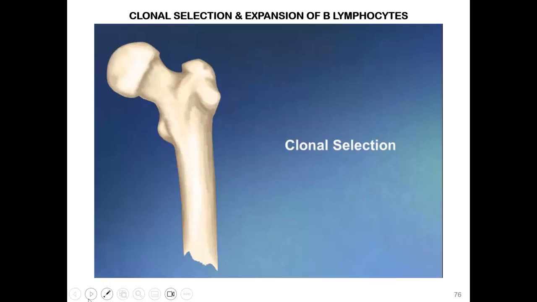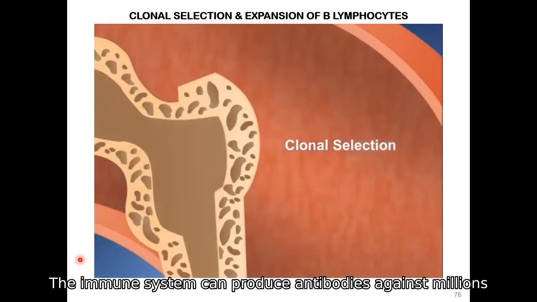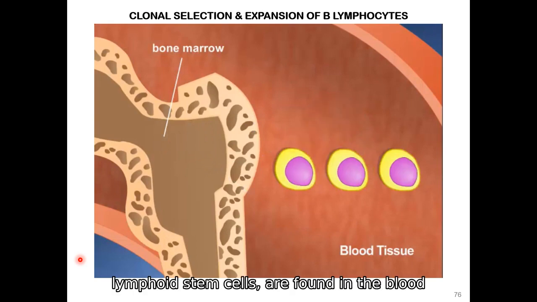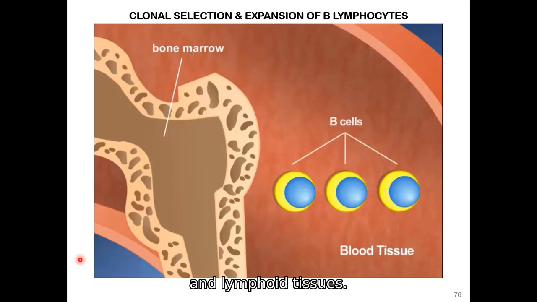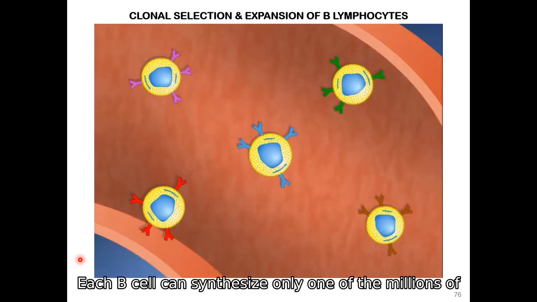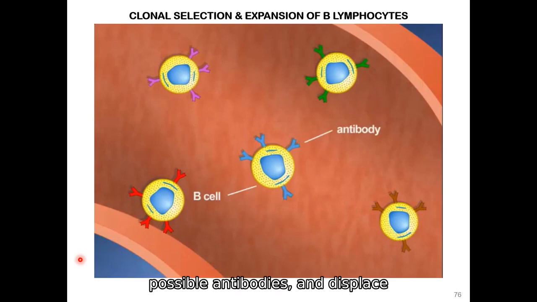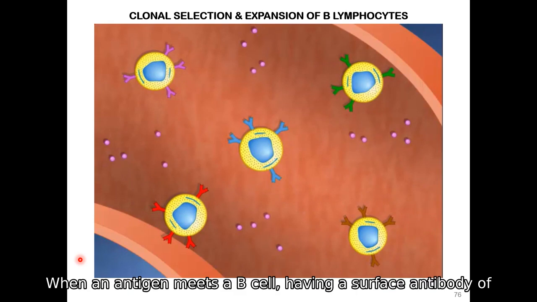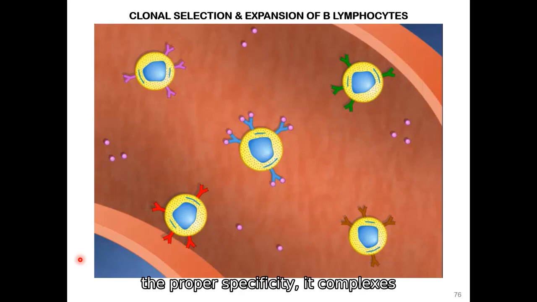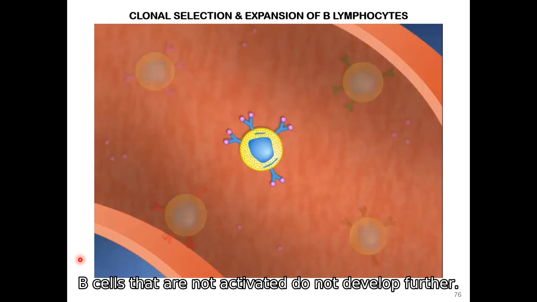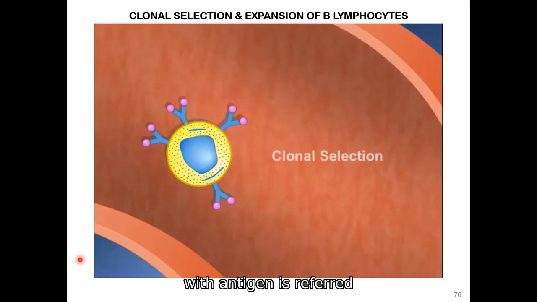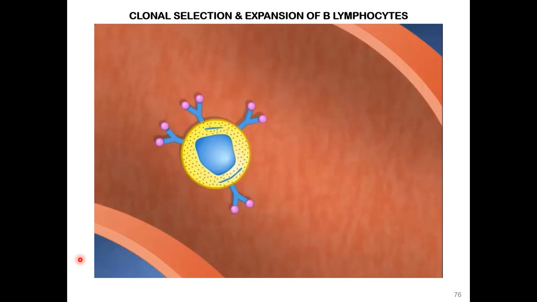All right, so how does humoral immunity work? The immune system can produce antibodies against millions of different antigens. B cells, which are constantly produced from lymphoid stem cells, are found in the blood and lymphoid tissues. Each B cell can synthesize only one of the millions of possible antibodies and displays this antibody on its surface. When an antigen meets a B cell having a surface antibody of the proper specificity, it complexes with the antibody. B cells that are not activated do not develop further. Stimulation of only the B cells that carry antibodies that react with antigen is referred to as clonal selection.